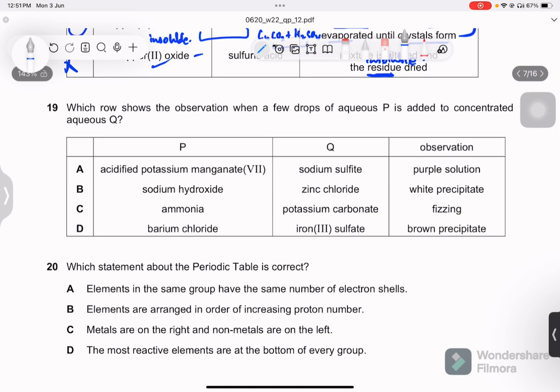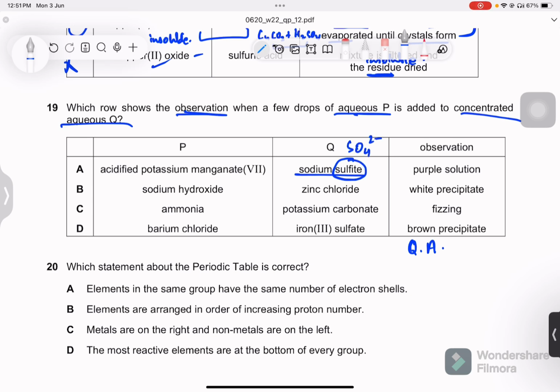Next, which row shows the observation when a few drops of aqueous P is added to concentrated aqueous Q? So this is sodium sulfite. You can look at the notes for qualitative analysis in your syllabus for this question because this is the test for ions. Acidified potassium manganate when added to sodium sulfite. So over here we have sulfite, not sulfate.